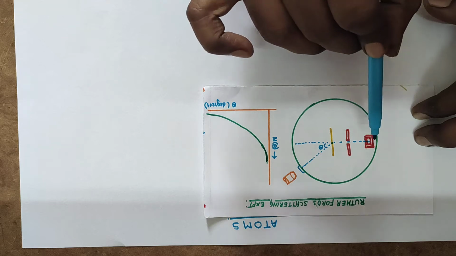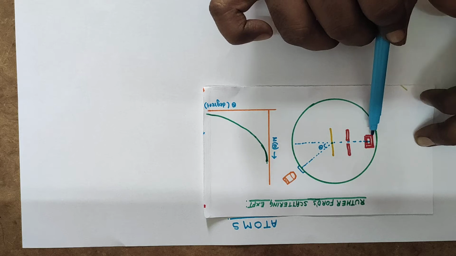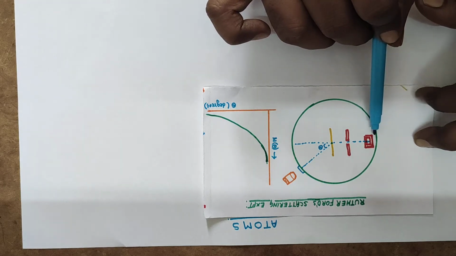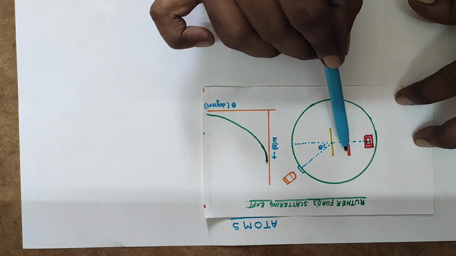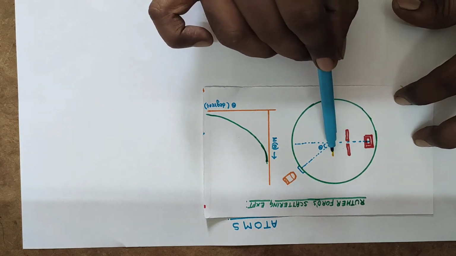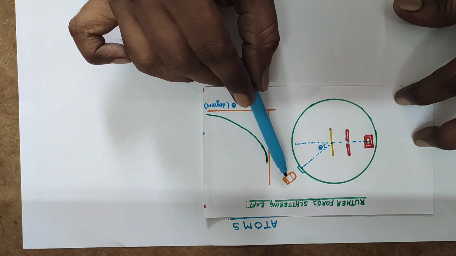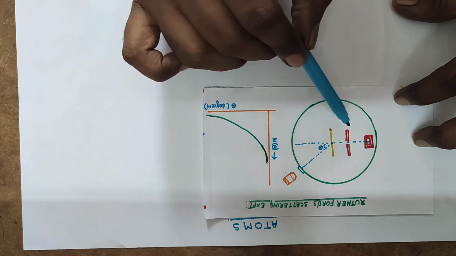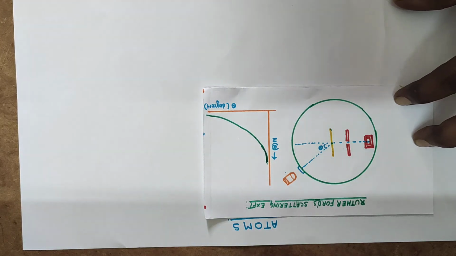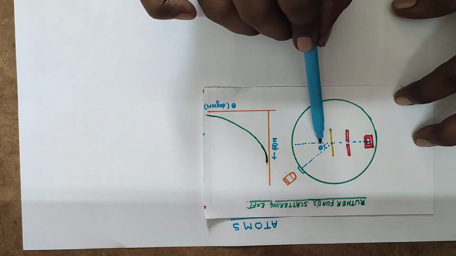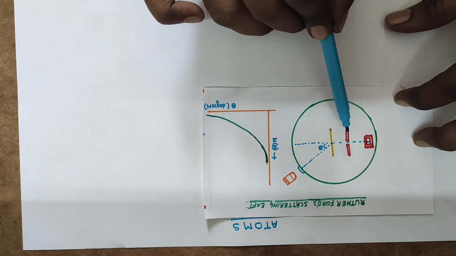See here, this is a lead block and it contains the source of alpha particles, and this is a slit, and this is a thin gold foil, and this is a microscope to receive scattered alpha particles. And here, by varying this theta, this is called the scattering angle.